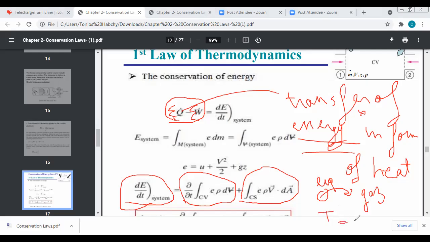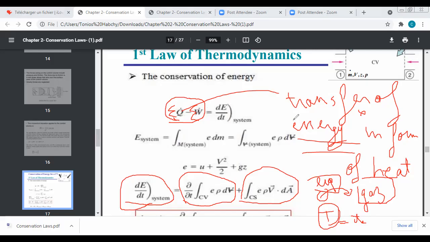This is possible. Or if I am in one phase, so if I am in the liquid phase or in the gas phase, then transfer of heat will lead to variation in temperature. So we can have energy transfer in heat form, in latent or in sensible form.